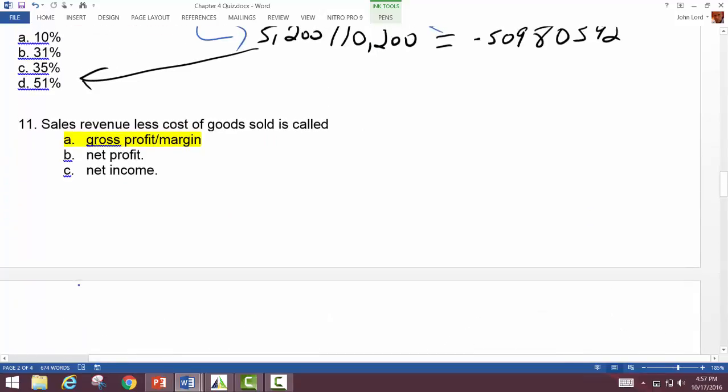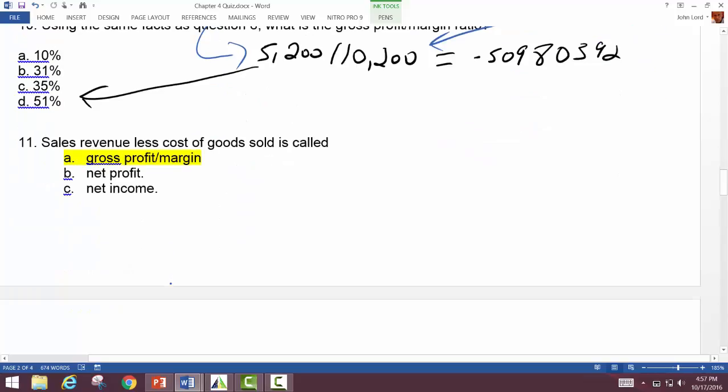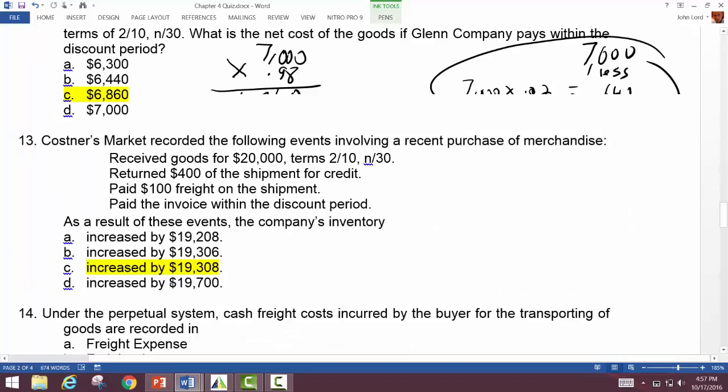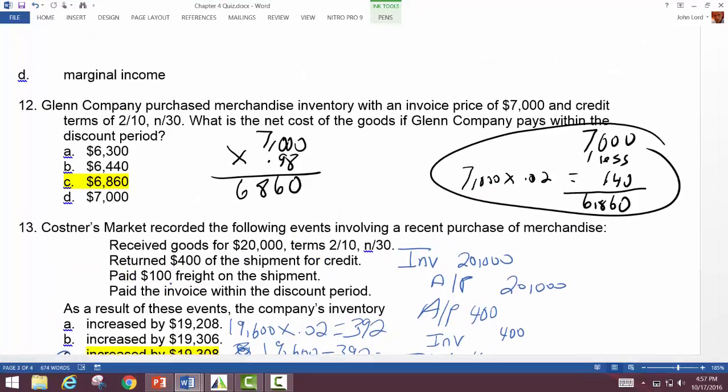Did we say this already? We did number 11? Sales revenue less cost of goods sold is called gross profit. Okay, so what is the net cost of goods sold? That's a weird question. Remind me not to put this one on here. I don't like that, the net cost of goods sold.